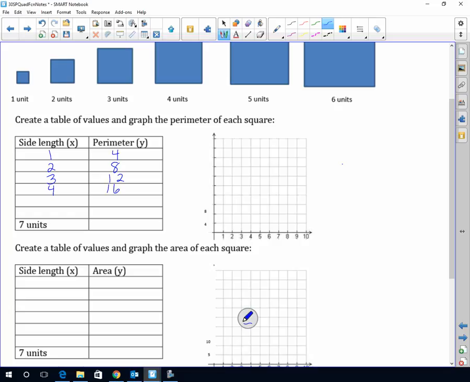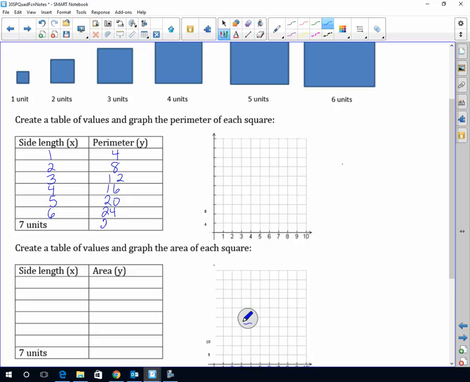6 is 24, and then 7 would be 28. The reason a square is multiplied by 4 is because a square has 4 equal sides, so that's why multiplying by 4 would work as well.